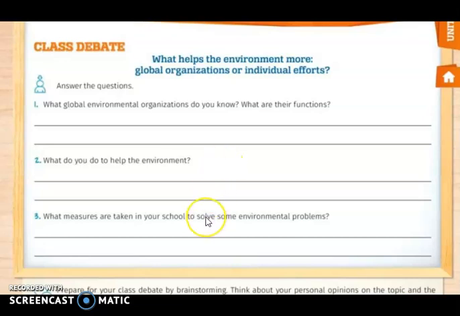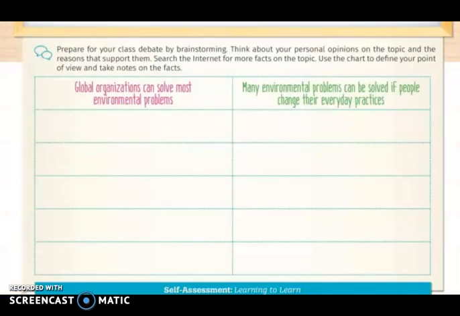Okay, in this part, in number 2, what measures are taken in your school to solve some environmental problems? Okay, this is the most important part because you are going to prepare for your class debate that we are going to have in the online class. You need to make a brainstorming. You are going to think about your personal opinions on the topic and the reasons that support them. You are going to need the help of the internet so you can search for more facts on the topic.